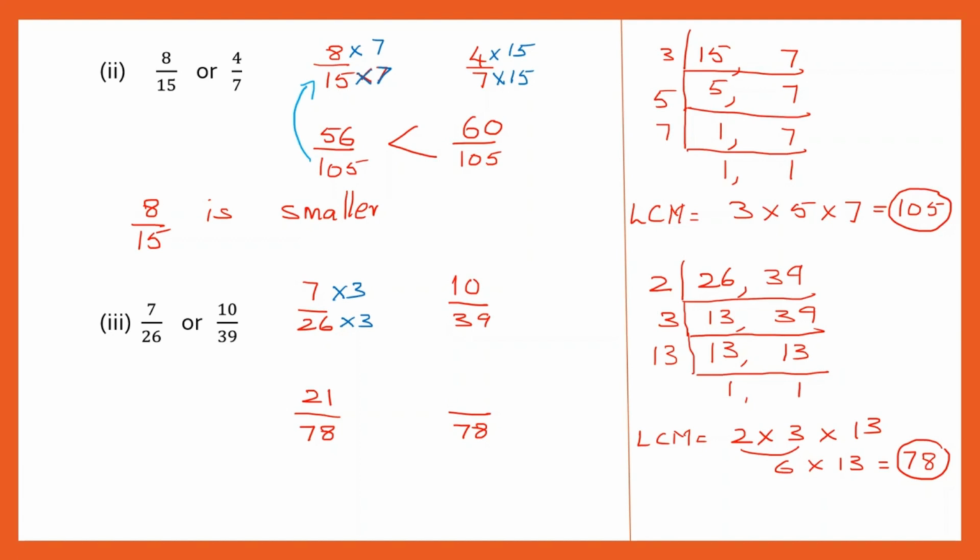Let's move on to the next fraction. 39 into 2 will give me 78. So 10 into 2 is 20. 10 2s are 20. So I have two fractions, 21/78 and 20/78. As you can see, 20 is smaller than the other fraction. So this is the smaller fraction. So let's write the answer. 10/39 is smaller.